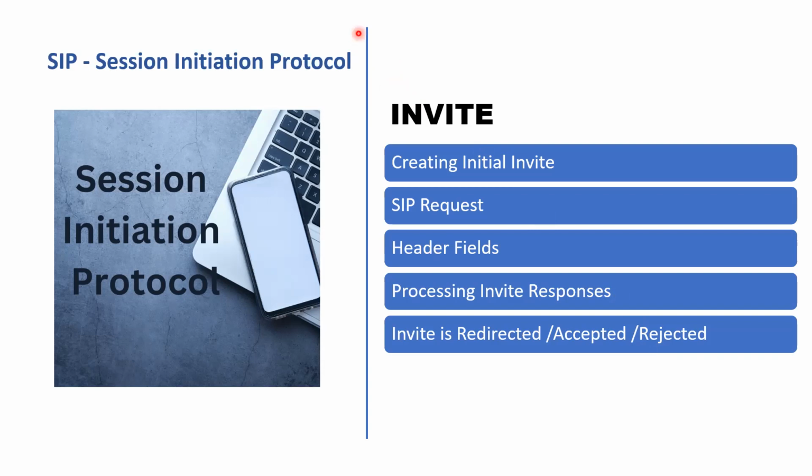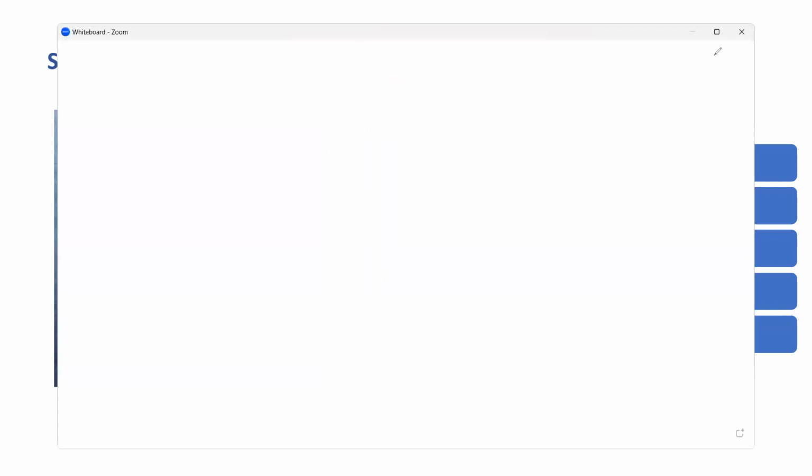For that, let me open my whiteboard and then I can let you know about all the other things, how we can proceed further, right? So now let's start with this one. As everybody knows, I believe, we have, let's say, this is our user agent client, and this is my user agent server, right? Let me write it down as well. This is my user agent client, and this is my user agent server.